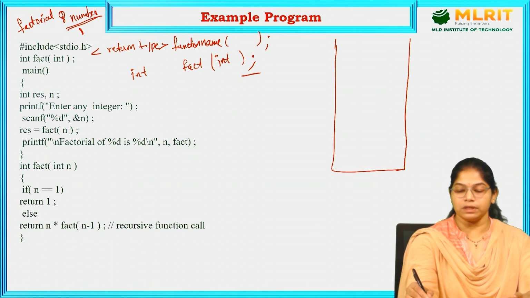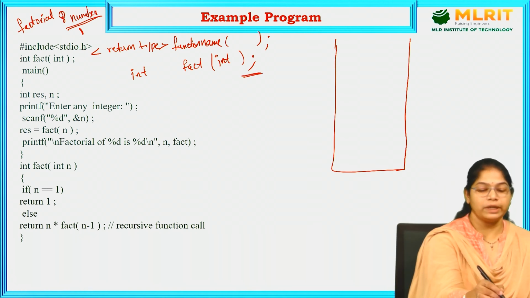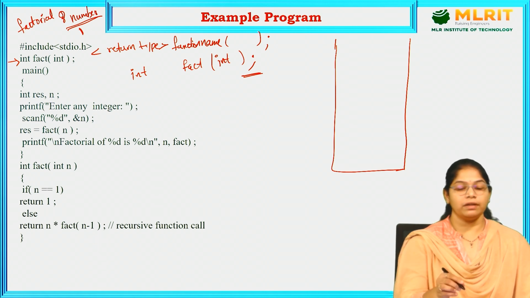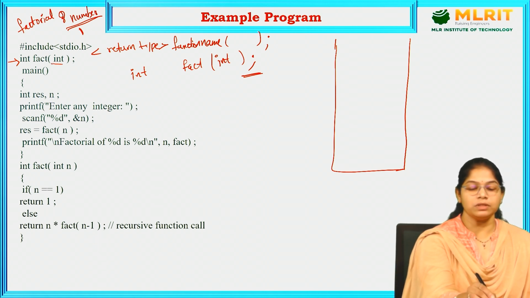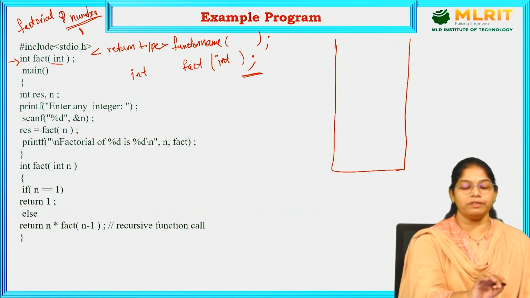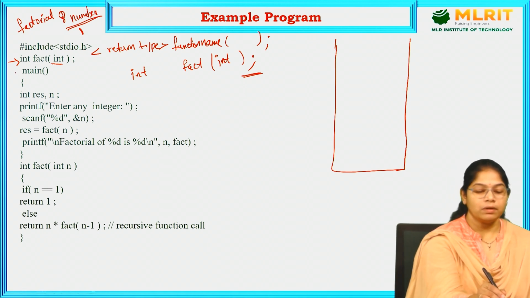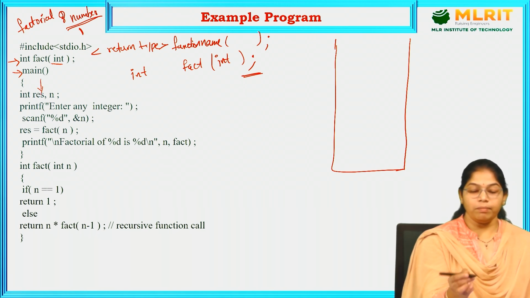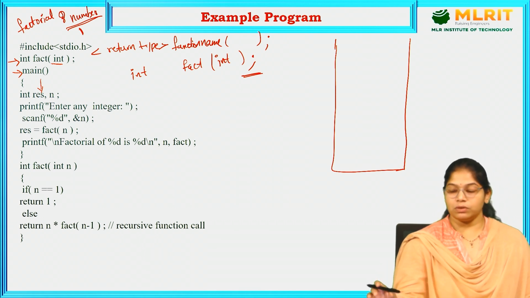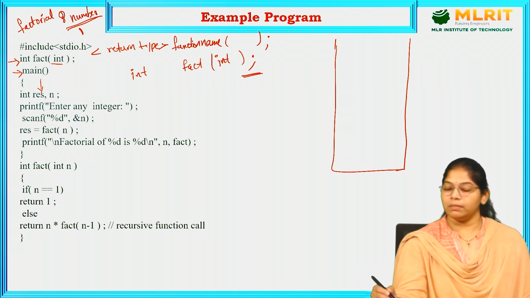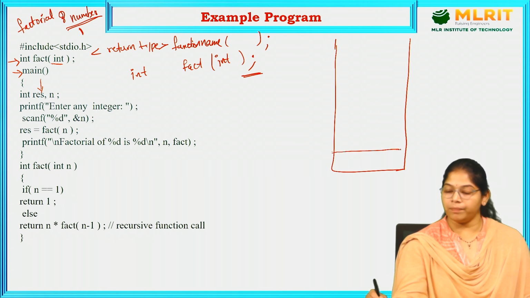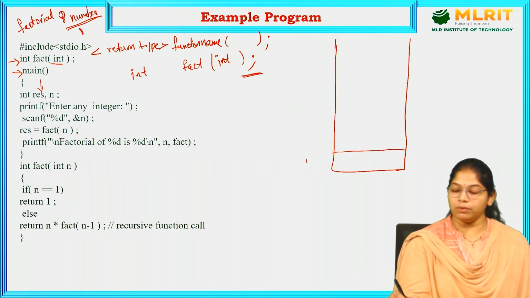Declaration is always terminated with a semicolon. So int is the return type of the function fact. Then how many arguments? That means how many inputs? One input of type integer. Then program execution starts from main. Main is a function, so in my stack frame, one frame is allocated to the function main.